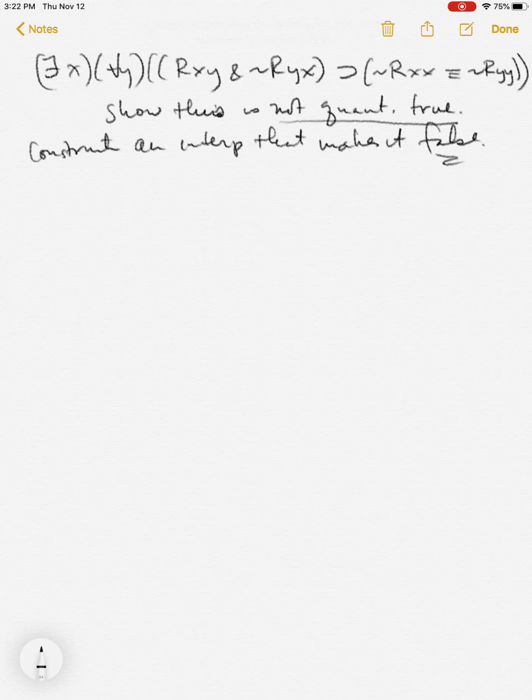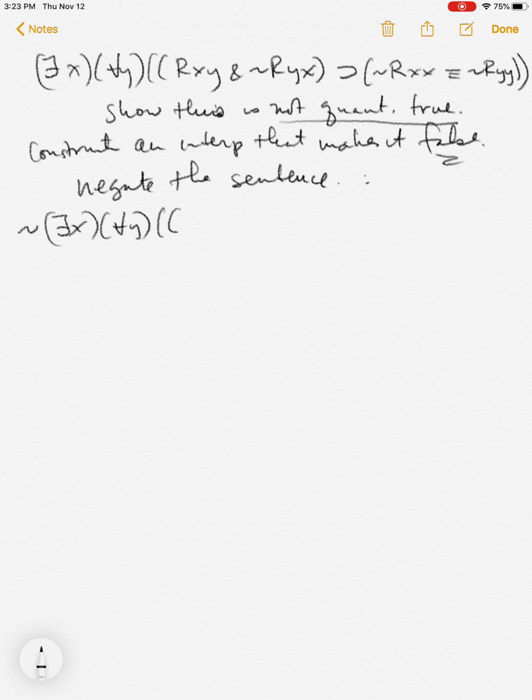One of the strategies that I mentioned in an earlier lecture is that if you're finding it difficult to construct an interpretation that makes a sentence false, you can negate it and then find an interpretation that makes the negation true. So let's try that. Let's negate the sentence. How do you negate a sentence? You put a negation sign in front of it, which of course is not going to make it any easier to understand, but we're going to manipulate it. We're going to get it into a form that we can parse much more easily.